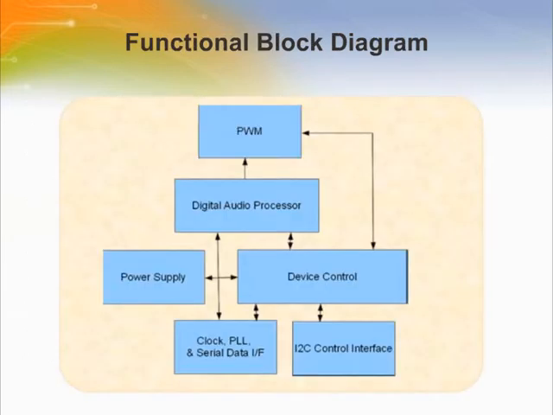The diagram shows the TAS5508C functional structure. There are 6 main functional blocks inside the TAS5508C, including power supply, clock, phase lock loop and serial data interface, serial audio interface, device control, digital audio processor, and pulse width modulated channels. The power supply section provides analog and digital regulated power for various sections of the TAS5508C.